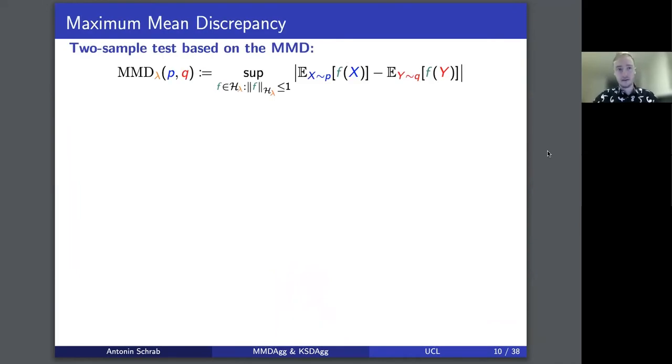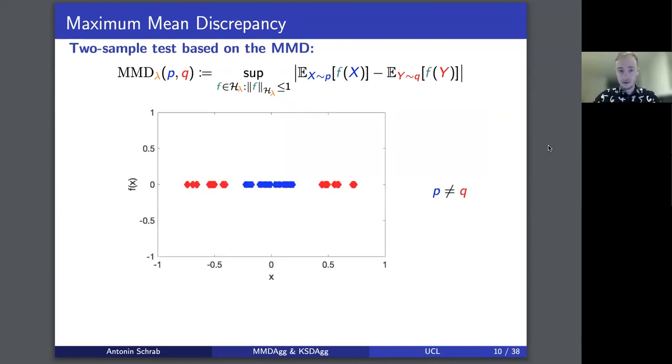So now we're going to build some 2-sample tests based on the maximum mean discrepancy. And so what is the maximum mean discrepancy? The MMD is defined, for some densities P and Q, as the supremum over all the functions f in the RKHS such that the RKHS norm is bounded. So this means smooth functions. And then the supremum is over the difference in mean, where we have the mean of f(x) with respect to P and the mean of f(y) with respect to Q.